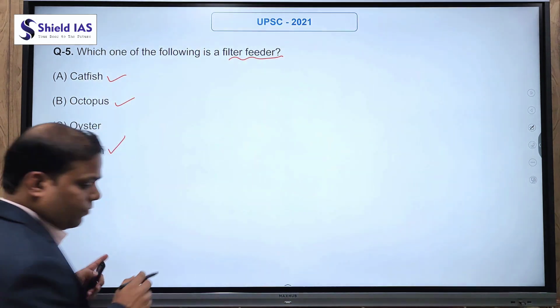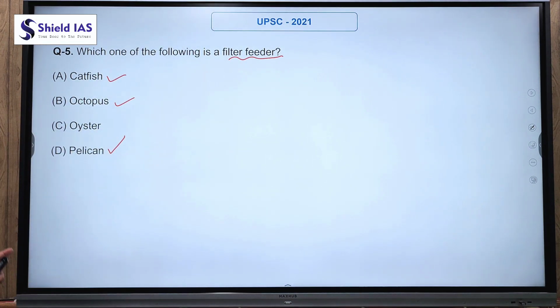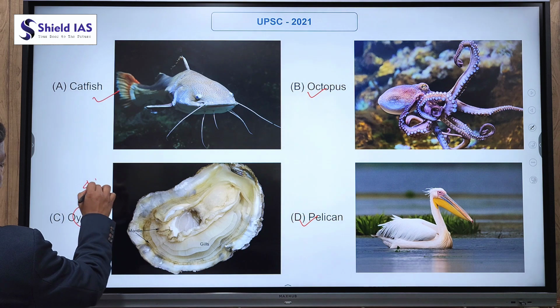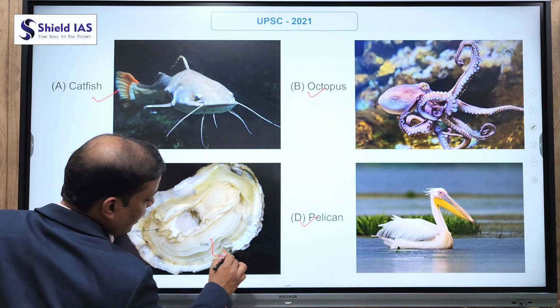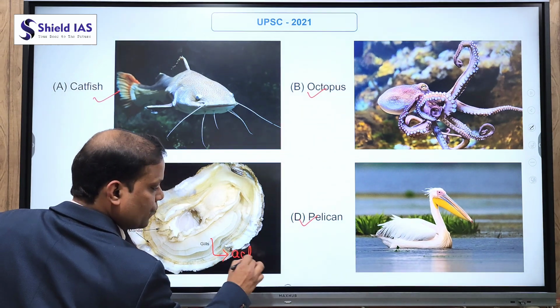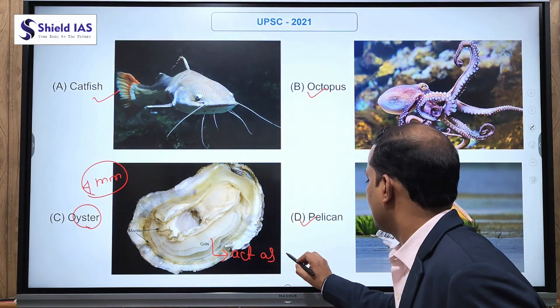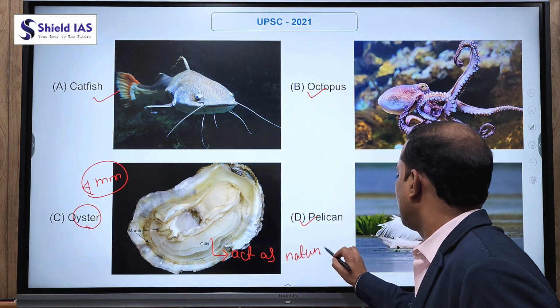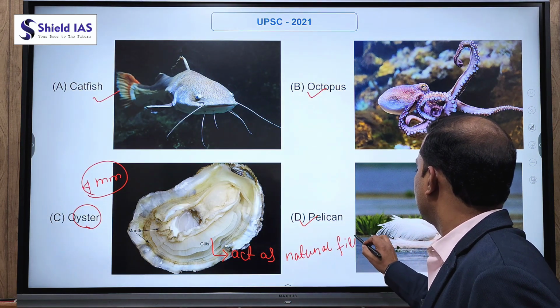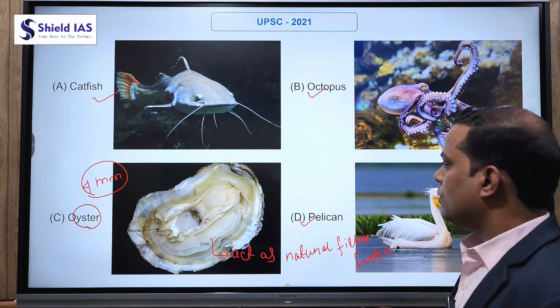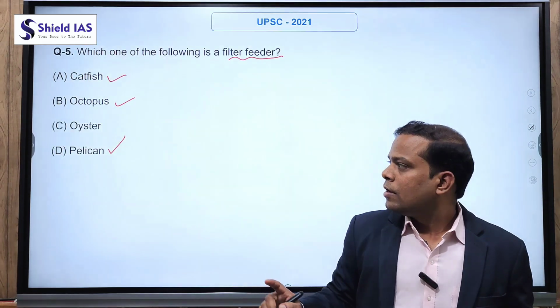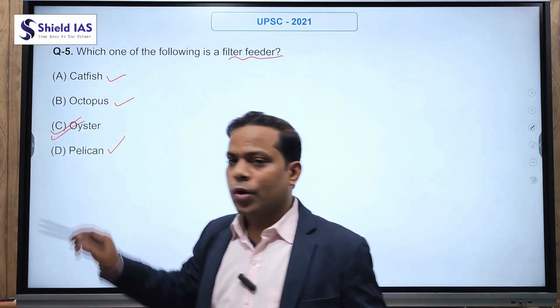So oysters are natural filters, and they capture particles of size as small as 4 micrometers, because of the presence of gills, and these gills act as a natural filter. So here the correct answer is only C, that is oyster.